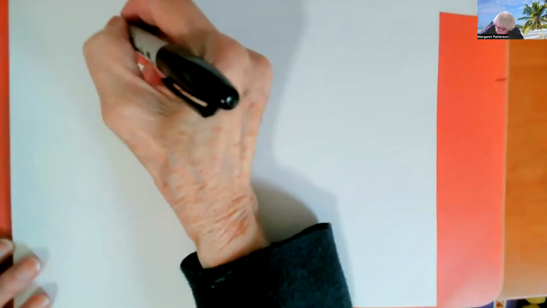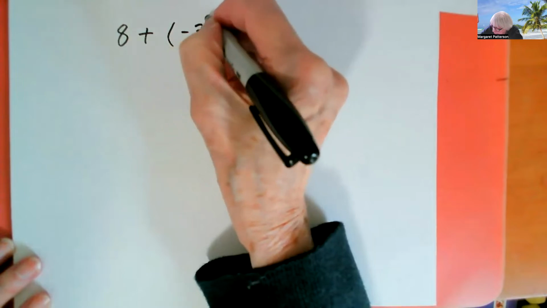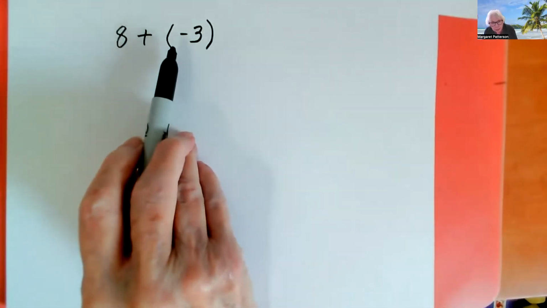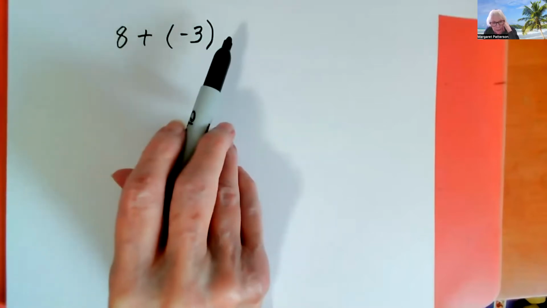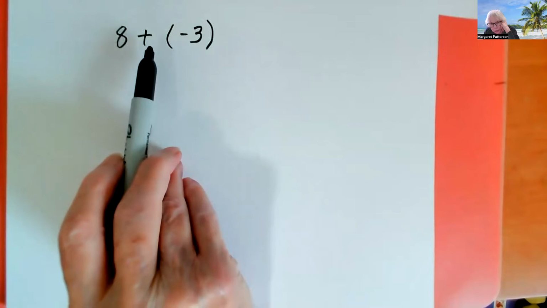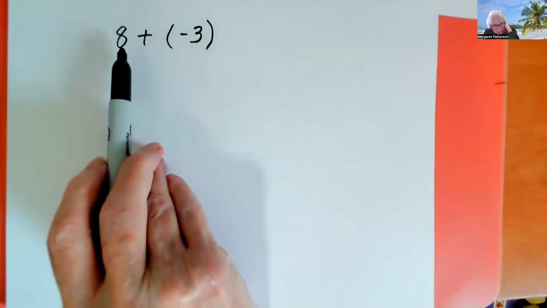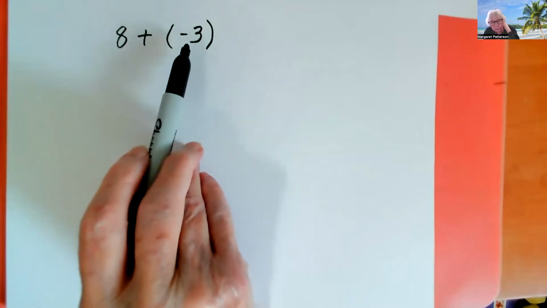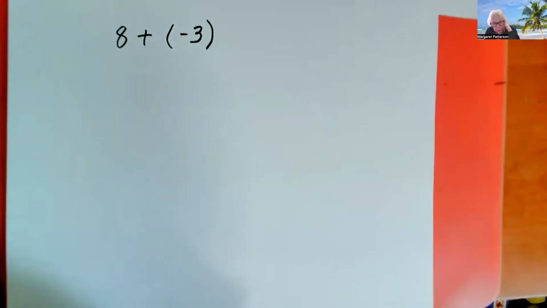So let's try a different problem. 8 plus -3. Now, the reason I put it in parentheses is because I had a plus sign and a minus sign, and I didn't want to get everything tangled up. I wanted you to see clearly that it's an addition problem. So I have +8, this is assumed positive, and now what I'm going to do is take the opposite of 3, so I'm going to go down 3.